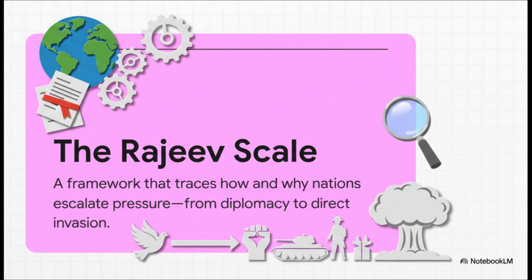And that map has a name, the Rajeev Scale. This is the lens we're going to be looking through today. Think of it as a framework that breaks down the 10 distinct levels of pressure nations can put on each other, starting with something as simple as influence and ending in, well, total war.